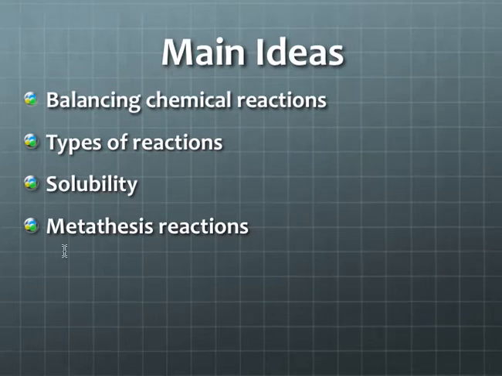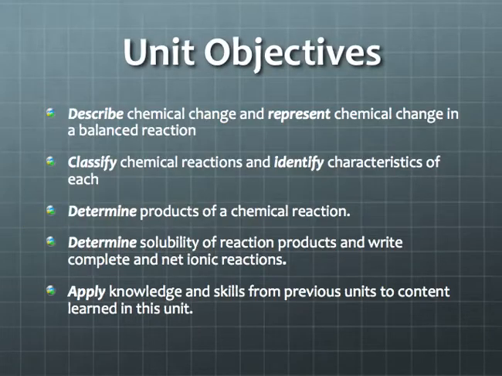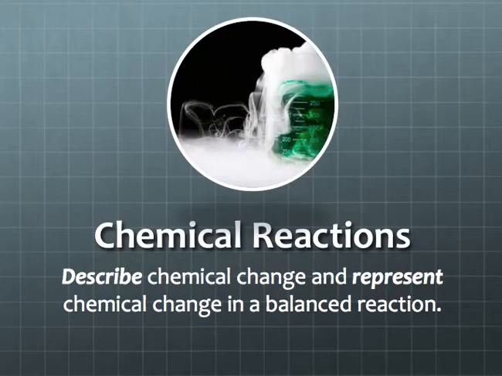And the last idea is something called metathesis, probably more commonly known as double replacement reactions. It's really where ionic compounds switch partners and what shakes loose from that. So here are our unit objectives, and they're listed on your homework packet, on your quiz, on your notes, and so forth. We'll just take them one by one and focus on this first one for now.